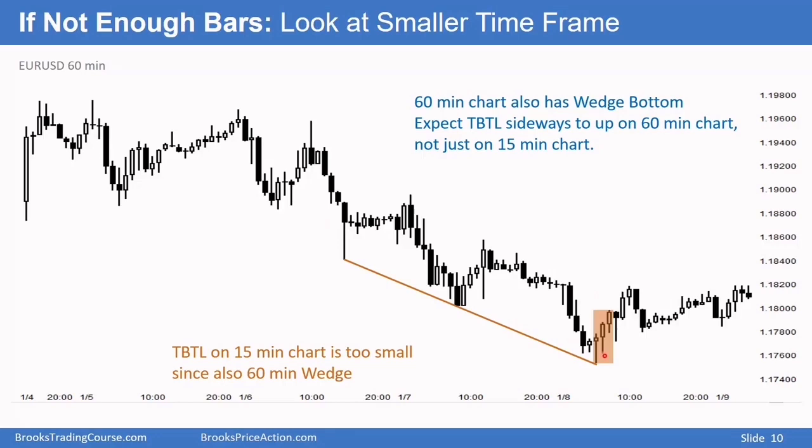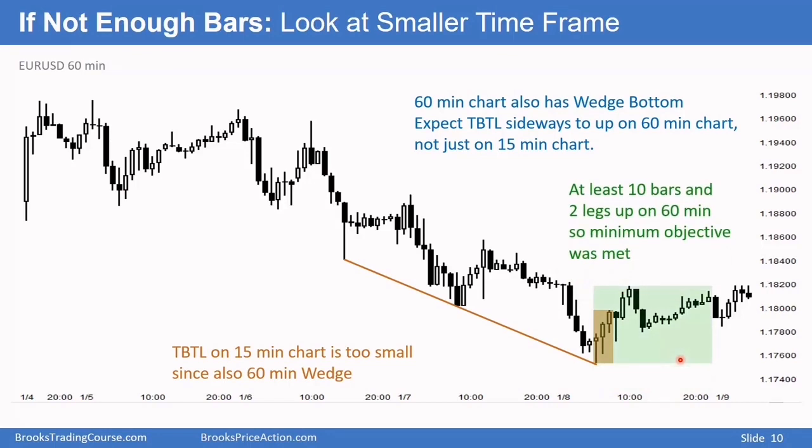So I have to be setting my target based upon the highest time frame that clearly shows the pattern. And that's the 60-minute chart. So 2 legs up, 1 pull back, 2. Minimum objective, 2 legs sideways to up, so either here or here.